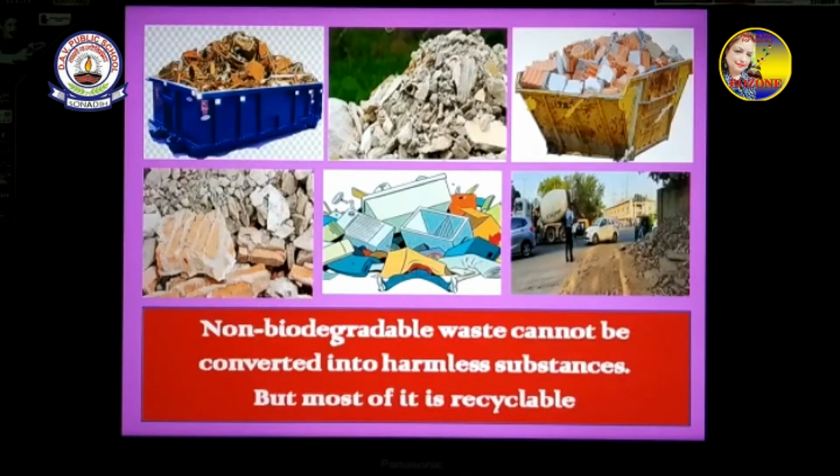Non-biodegradable waste cannot be converted into harmless substances, but most of it is recyclable. Now, you have seen biodegradable waste. We make it into compost, all the dry leaves, vegetable peels, eggshells and all, no? And we dump them in a pit and then make it into compost and use that as manure. But non-biodegradable waste, we cannot do that. It cannot be dumped into a pit to make into compost. Understood?